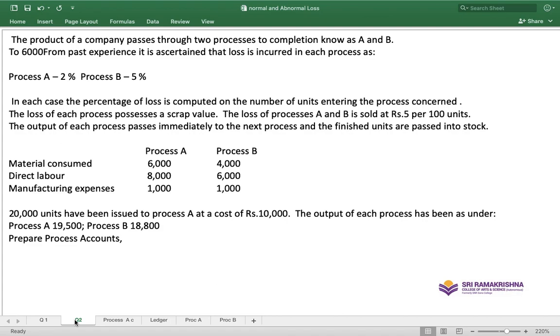Number 2, in this we have a product which goes through two processes, process A and process B. It is ascertained that there was a loss of 2% and 5%, and this loss is sold in the market for rupees 5 per 100 units. So 5 divided by 100, you will be getting per unit cost. Then the following are the expenses related to process A and process B. In process A, 20,000 units were introduced at the rate of rupees 10,000. The output of process A is 19,500 and process B it is 18,800.